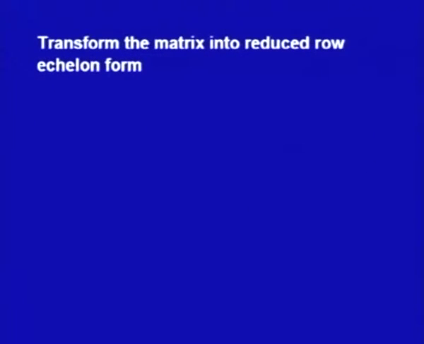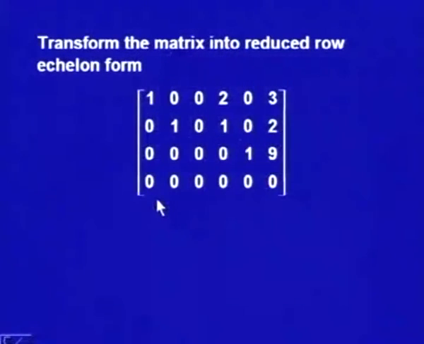Now, we try to transform the matrix into reduced row echelon form. Before I proceed further, I would like to introduce the meaning of reduced row echelon form, although we have done it earlier, but for the sake of the viewers, I will just define what we mean by echelon form. So, this particular matrix is in reduced row echelon form, because the ones that appear in this matrix actually form an echelon, a staircase pattern. That is why we call it an echelon form.